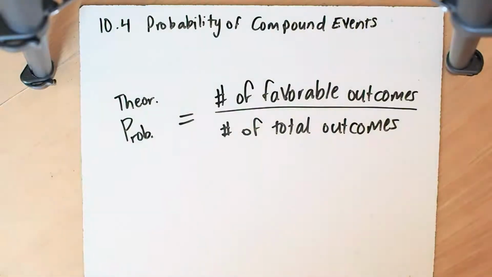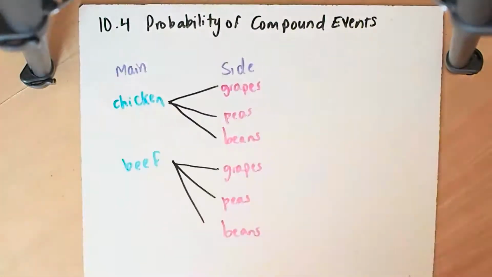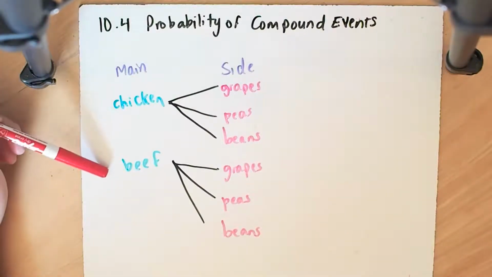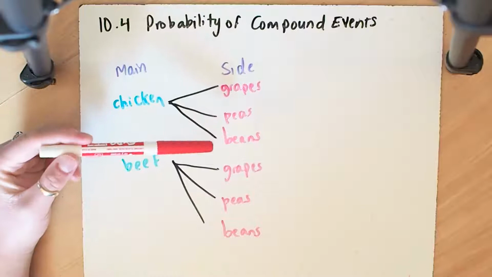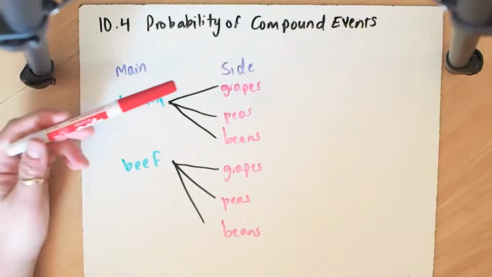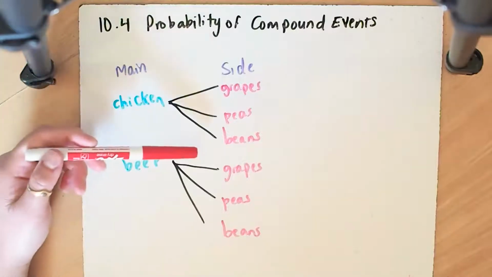We're going to go back to our example of the meal. In our original example, we had a situation where you were choosing a main dish of either chicken or beef, and then a side, which could be grapes, peas, or beans. Looking back to our last lesson, we also know that the total amount of outcomes is 6 because there's two outcomes in this sub-event and there's 3 outcomes in this sub-event. 2 times 3 is 6, or as you could see, chicken and grapes, chicken and peas, and so on.